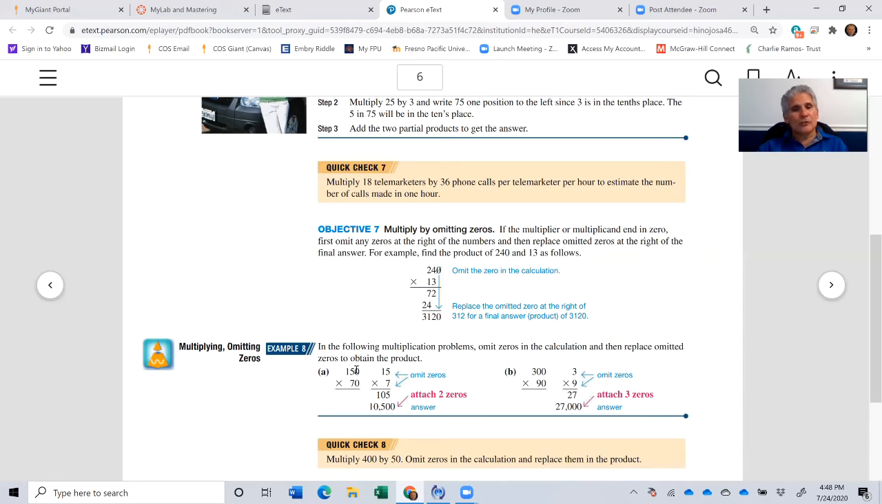But now we took 2 zeros out, so let's put them on the back end. Once we put them on the back end, we have 10,500. That is the result. That is the answer to 150 times 70. Same with here, we have 300 times 90. We might decide to just get rid of all the zeros here. There's 3 zeros we're going to get rid of. So we get rid of them, pretend they're not there, and just do 3 times 9. That's 27. And then just add back 3 zeros. There's the 3 zeros. So 300 times 90 is 27,000.